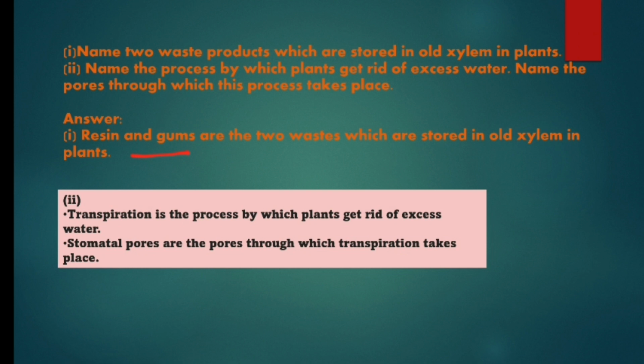Okay, resins and gums are the two wastes which are stored in the old xylem in plants, and the process by which plants get rid of excess water is transpiration, and the pores through which the process takes place are stomatal pores. All right.